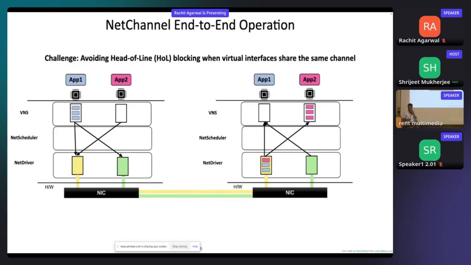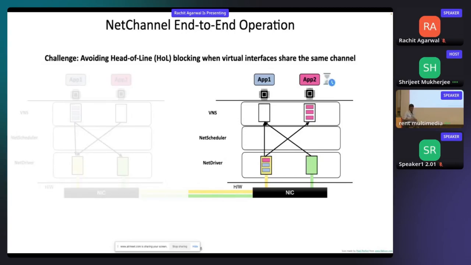This is a very standard problem. We know a lot of solutions. Basically, the idea is that when this head of line blocking happens, you can come up with per application queues within the net driver, which is what the storage stack also does.